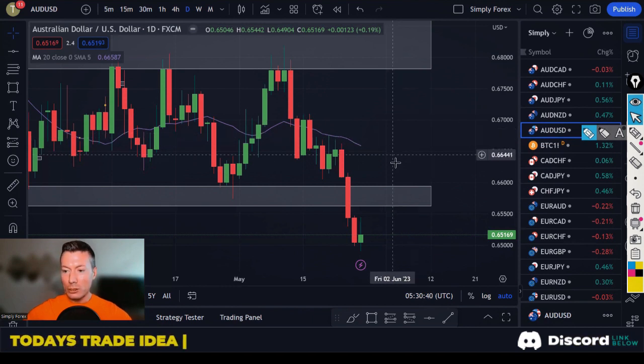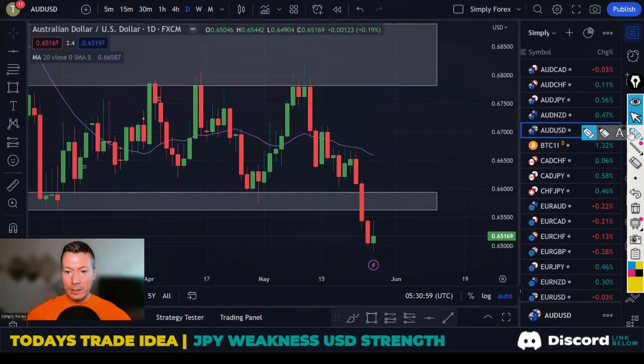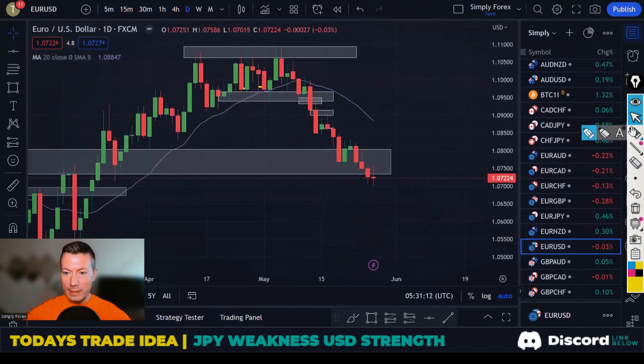Right, trades for Monday, the 29th of May. So we're still seeing US dollar strength and yen weakness. We were seeing that on Friday. We're still seeing it again today, guys. So if we look at all of the US dollar pairs, the US dollar majors, Aussie dollar, US dollar, this is a trade idea, a little bit oversold. If we look at Euro, US dollar, trade idea, still coming down.